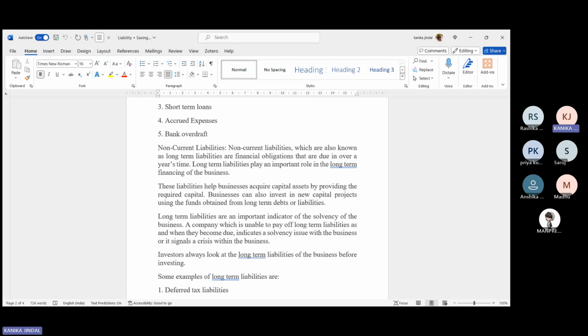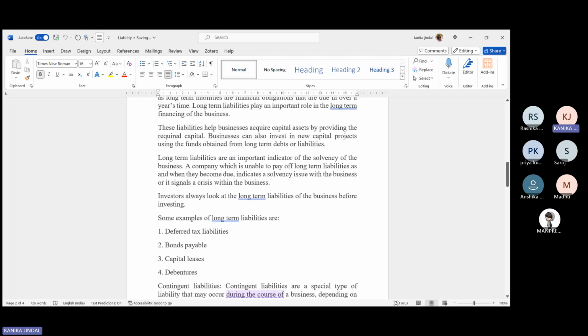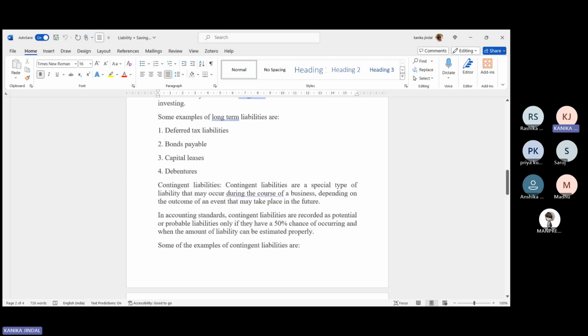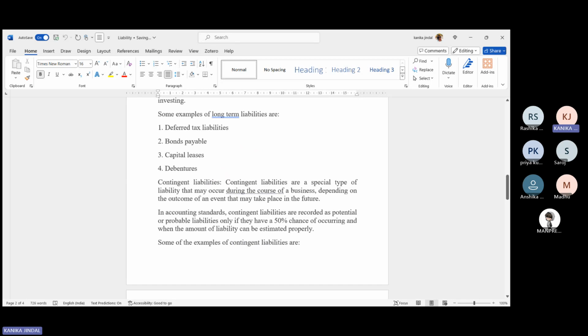So some examples of long-term liabilities are deferred tax liabilities, bonds payable, capital leases, debentures, etc. Third, we have contingent liabilities. Contingent liabilities are a special type of liability that may occur during the course of a business depending on the outcome of an event that may take place in future.